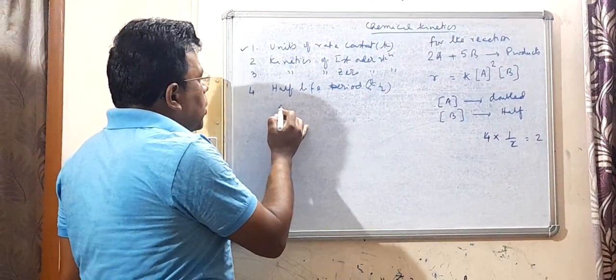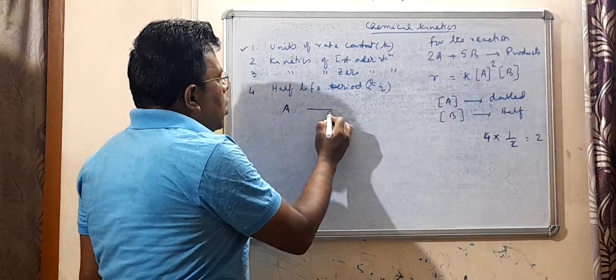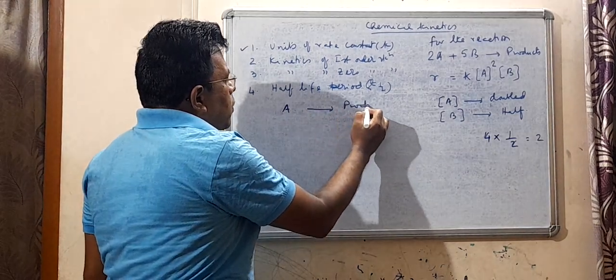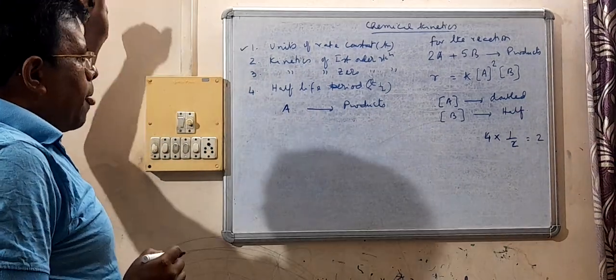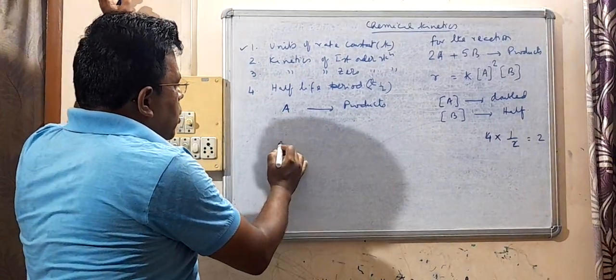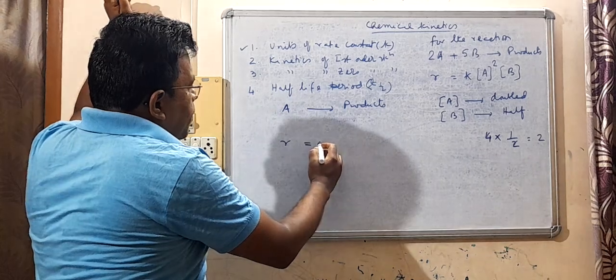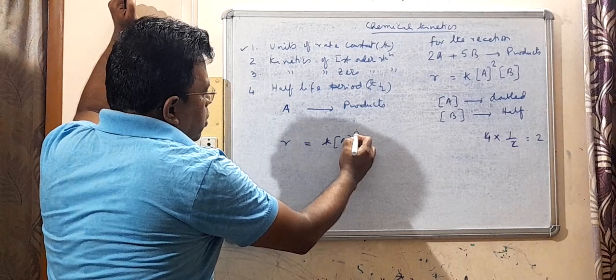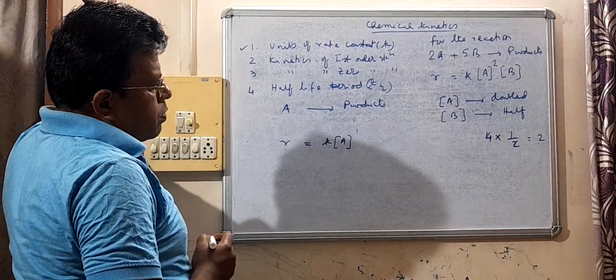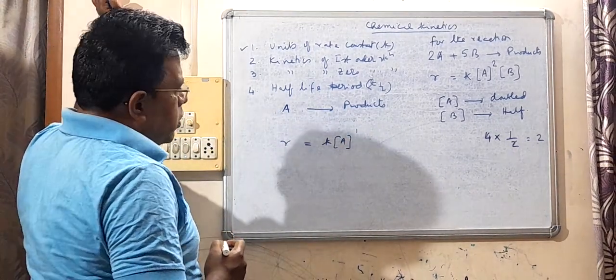So suppose in general a reaction A to products, and suppose it is a first order reaction. So if it is a first order reaction, our rate will be k[A] to the power 1. This is an expression for rate of first order reaction.